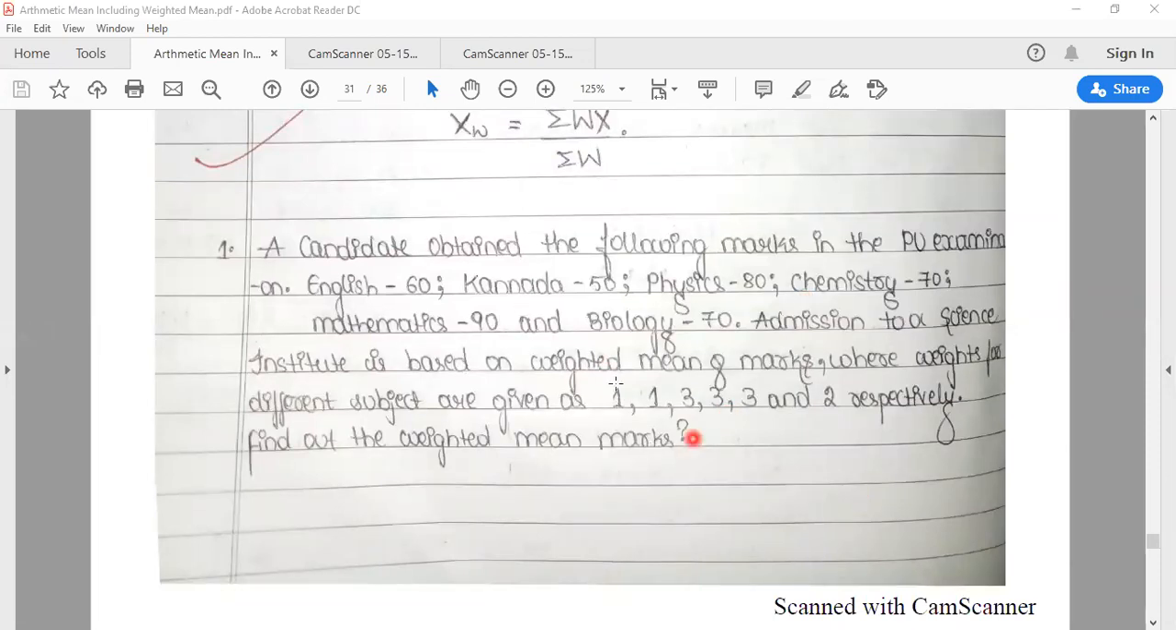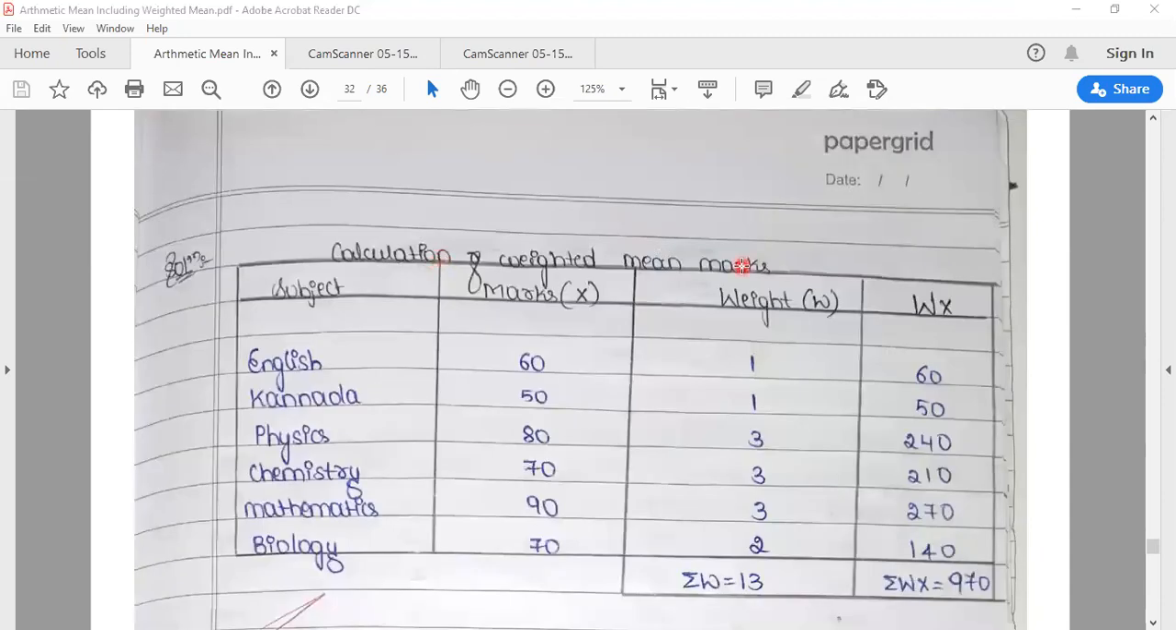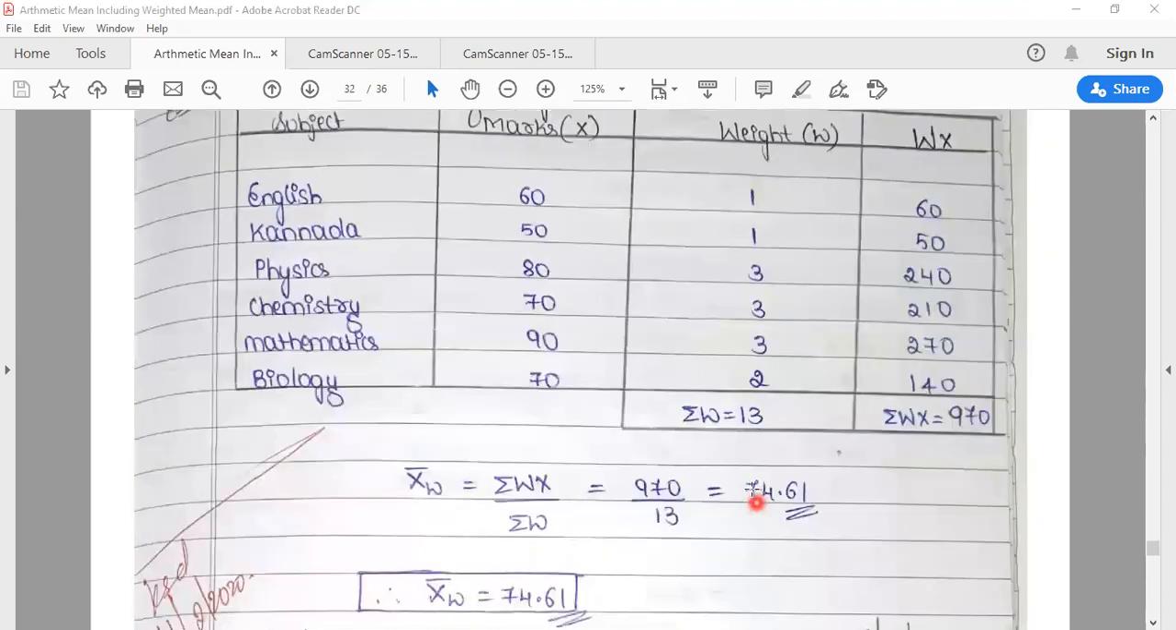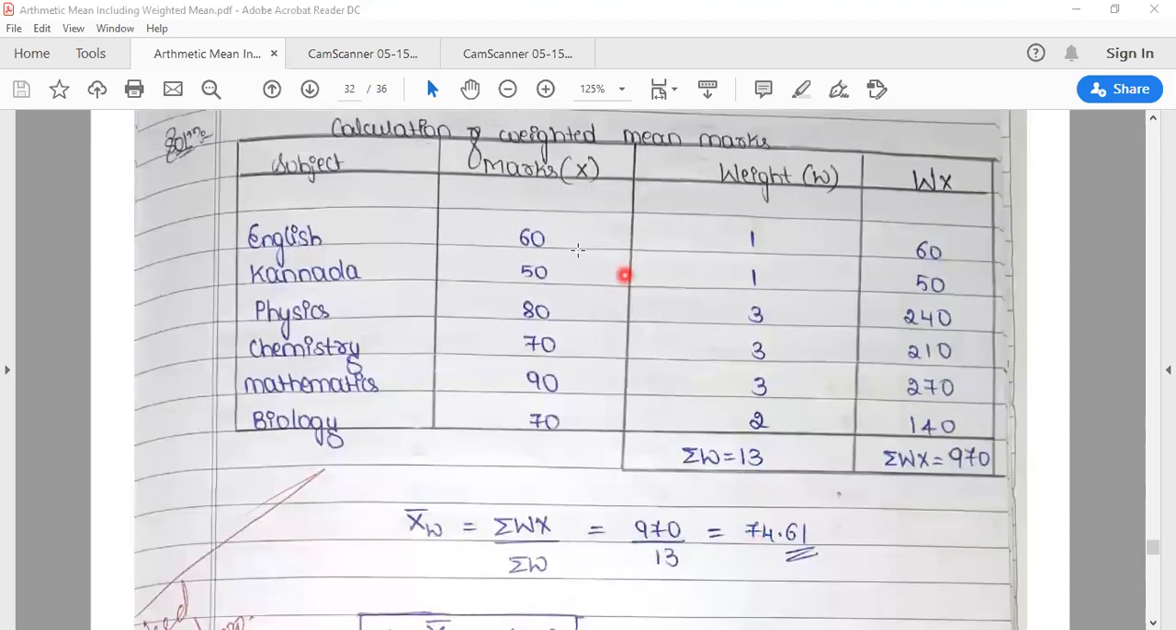Now going on further, calculation of weighted mean: subjects for your reference, marks of that particular subject, weights. However it is given here directly, just put it out. Now, if they ask you simple mean in this problem, what you have to do is add all these values, sigma x. Just add all these values and tell me the number.